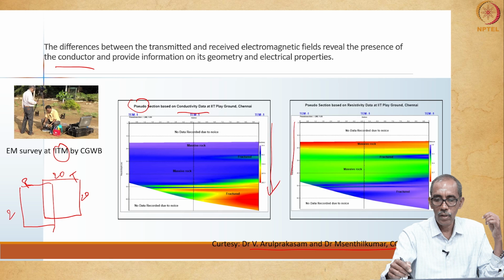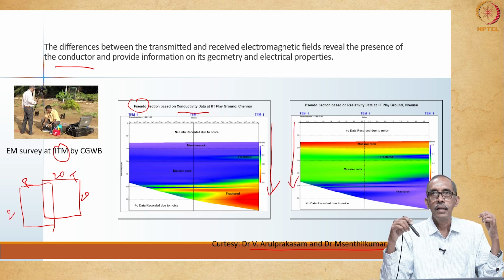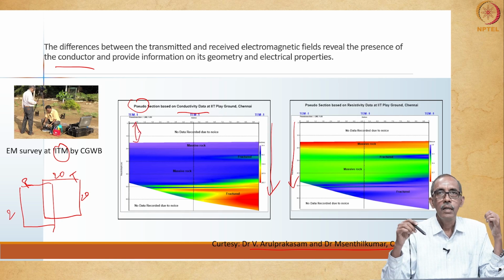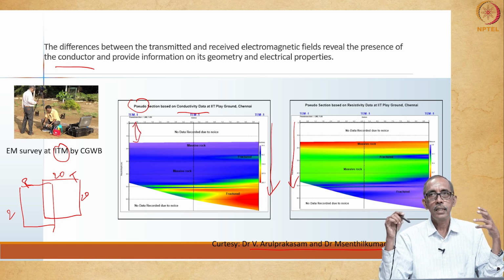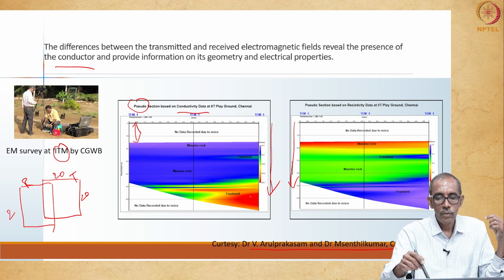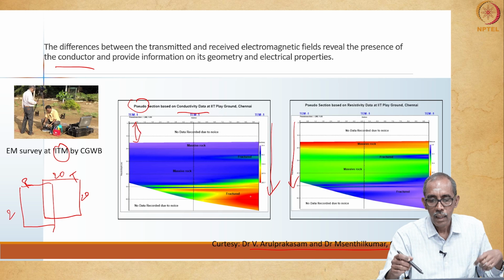Here it is just the inverse of that. Here it shows the depth-wise variation in the resistivity of the formation below the surface, right. Here, due to some local noise, we could not get information up to about 10-12 meters. Up to 40 to 50 meters, we could carry out the survey with this arrangement, right.